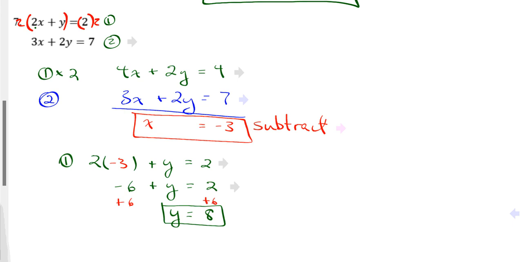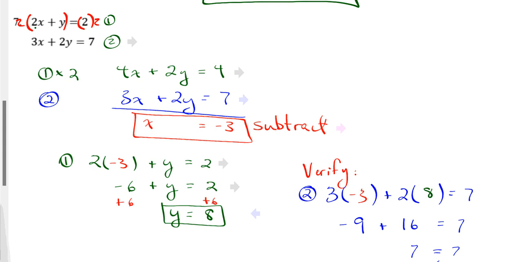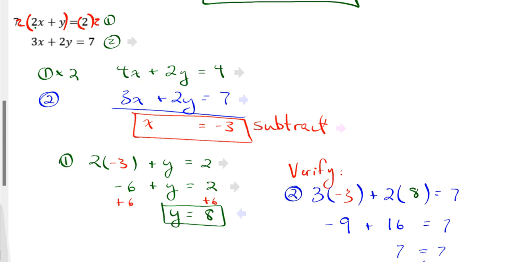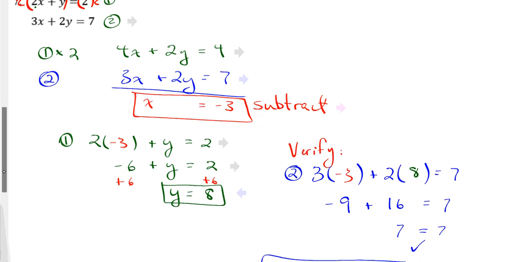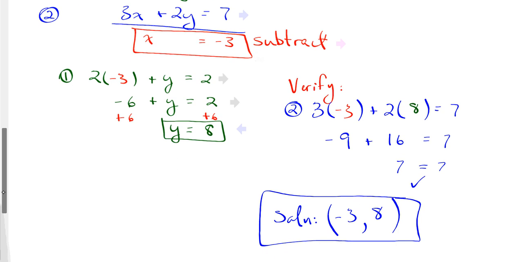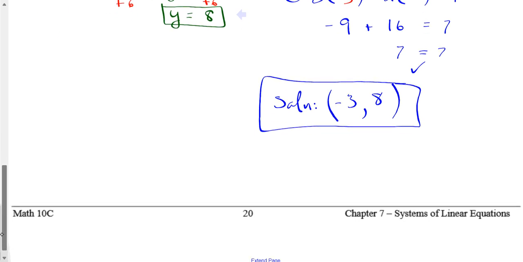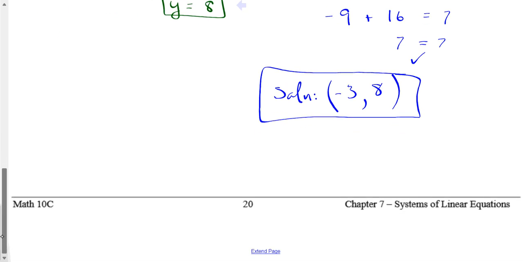Since we just used equation 1 to solve for our second variable, when we verify, we're going to go to equation 2 and substitute the negative 3 for x, positive 8 for y, and we'll see that the left side equals the right side, and so we have a solution to this system of linear equations. X is negative 3 and y is 8. All right. Again, if that was too quick, feel free to pause, go back and replay what you need to.